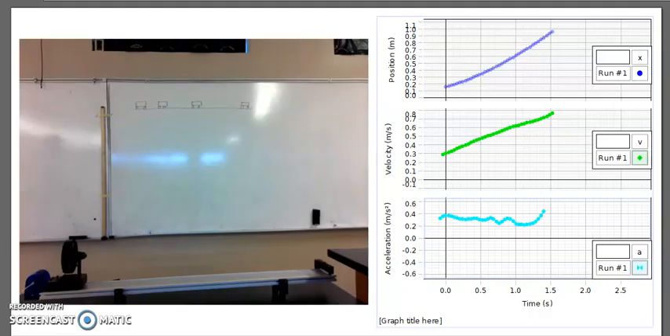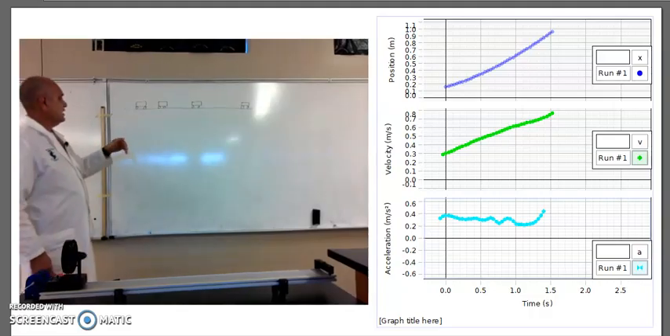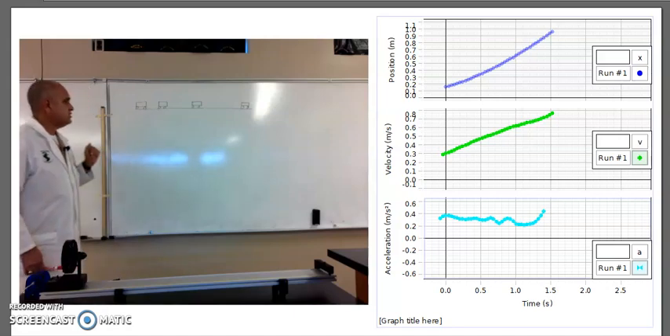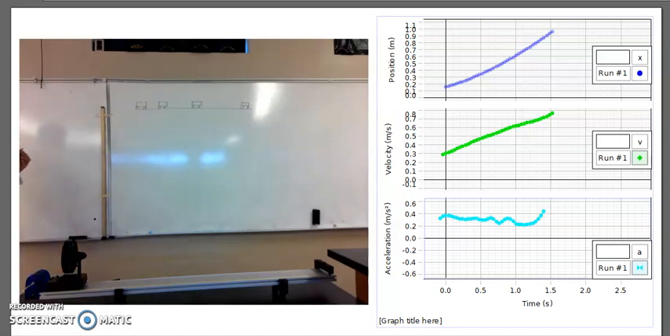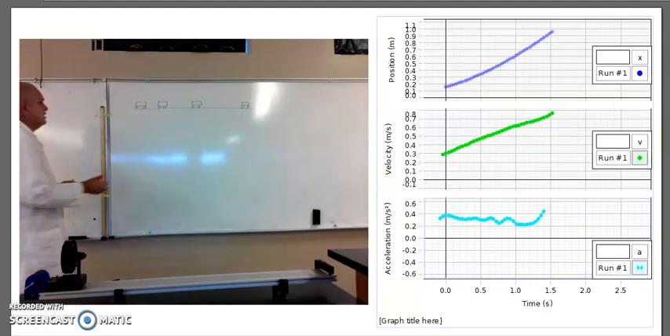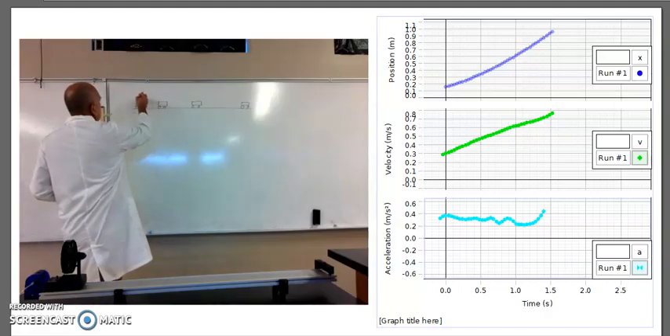Now, in each time interval, as the cart moves in, say, half a second, it's going to travel a certain distance in half a second. If the cart is moving faster, it will travel a greater distance in the next half second, and then it'll move an even greater distance in the next half second. So what I can do is draw a vector that represents the velocity.